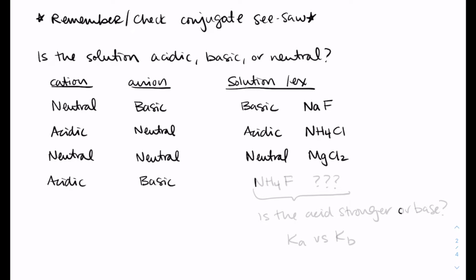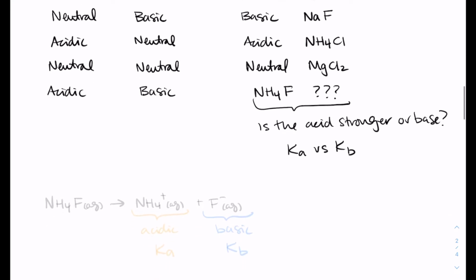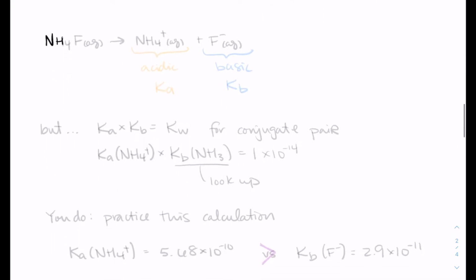So let's do some comparisons. If you have a cation that would produce a neutral solution and an anion that would produce a basic solution, the solution will be basic. The cation is not contributing at all, and the anion makes the solution basic. Overall, it would be basic. An example of this is sodium fluoride. Sodium as a cation, the conjugate acid of a strong base, produces a neutral solution. Fluoride is the conjugate base of hydrofluoric acid, so this is the conjugate base of a weak acid. It would be a basic solution.